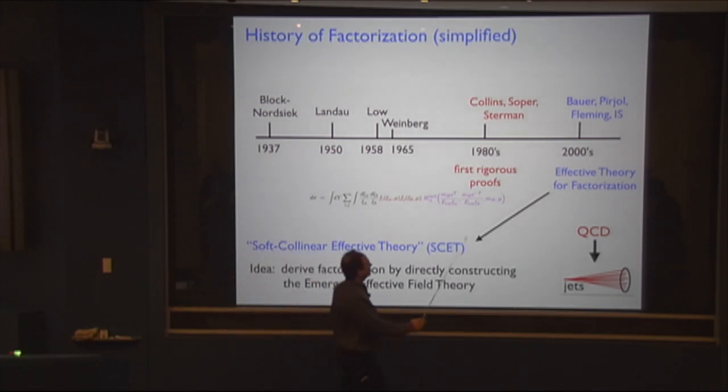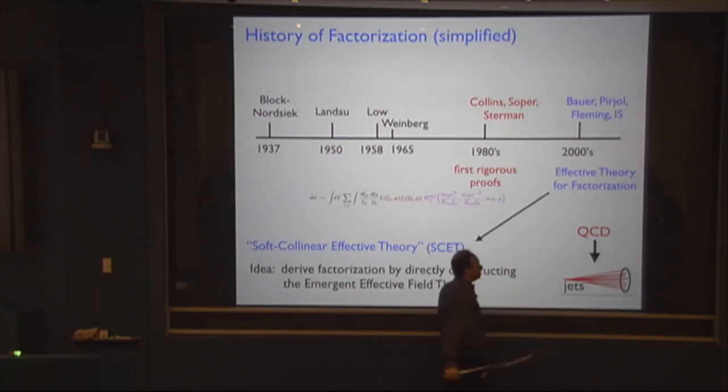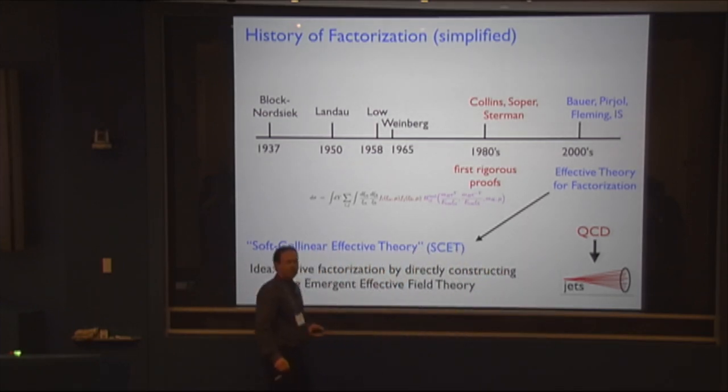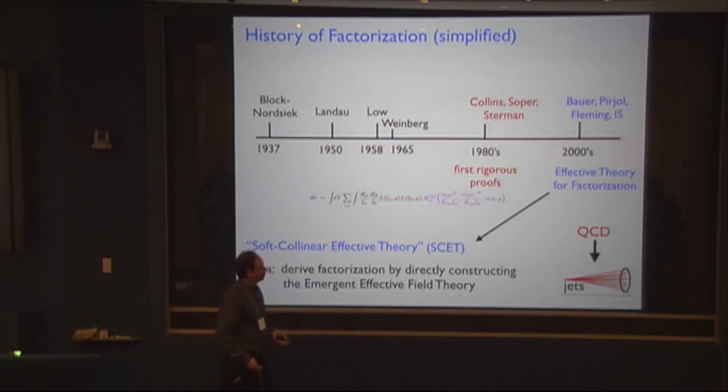So in the 2000s, in work that I did with collaborators, we took this idea of making these proofs and turned it into instead an idea of constructing an effective field theory that would be able to give you the same tools, all the tools to make these types of proofs. And that theory is what's known as the soft collinear effective theory. And the way I'd like you to think about it is as an emergent effective field theory.